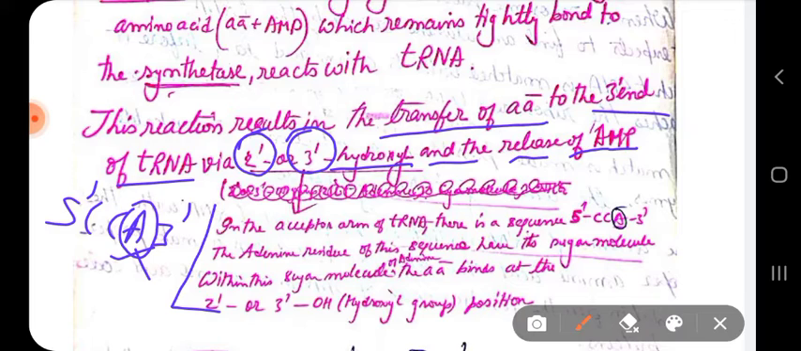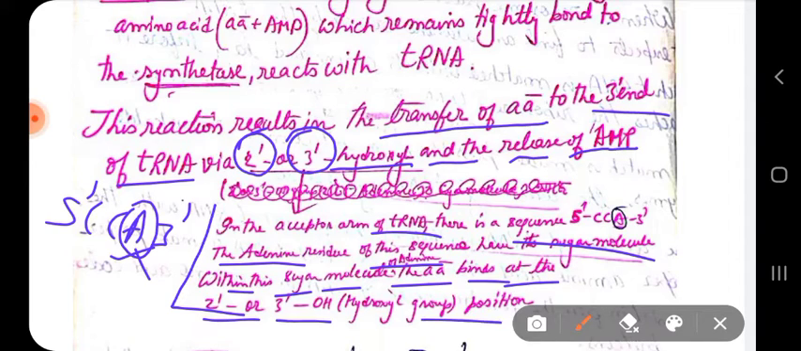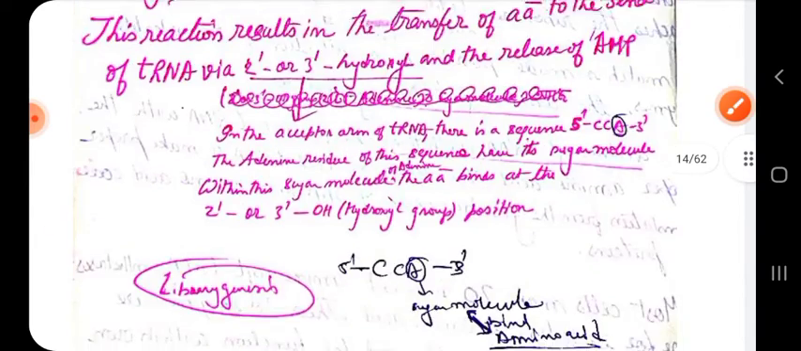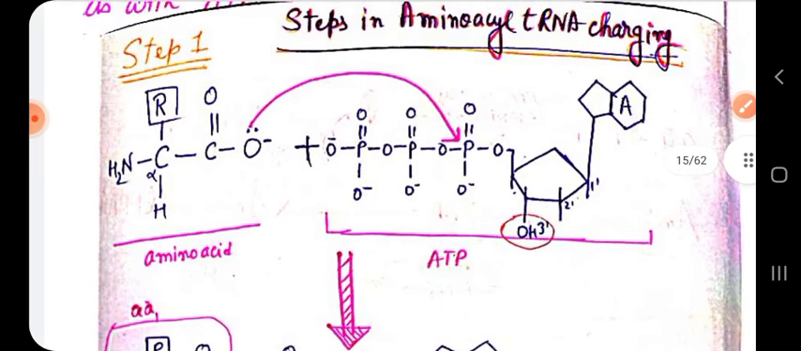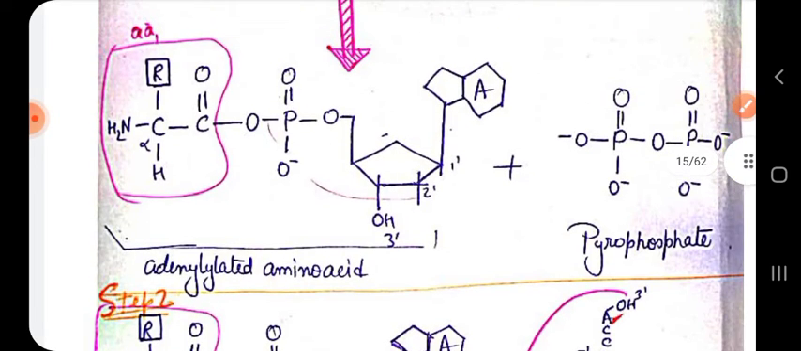More specifically, within the adenine residue there is a sugar molecule, the ribose sugar, and the amino acid is attached to the 2 prime or 3 prime position of the sugar of adenine. So this is the whole reaction that I have mentioned to you.